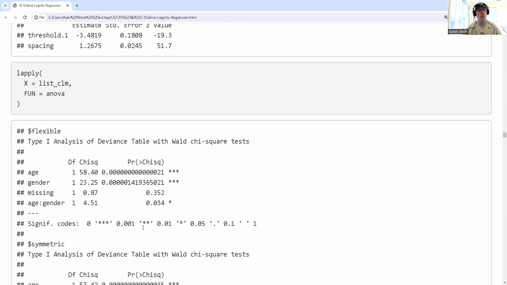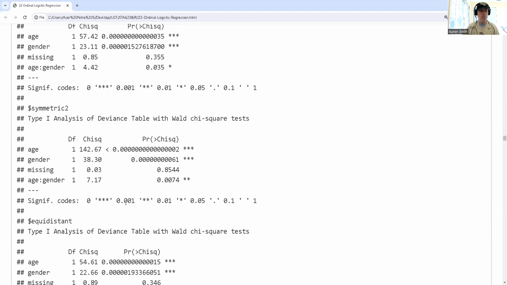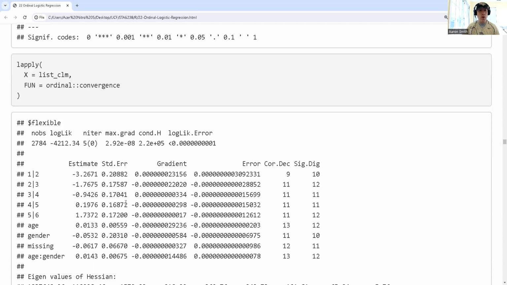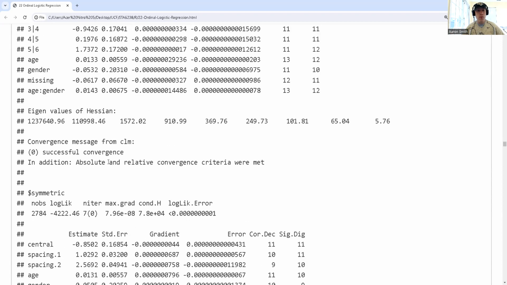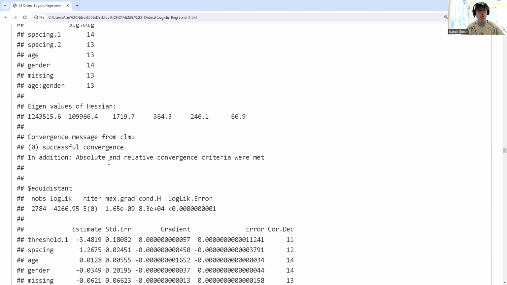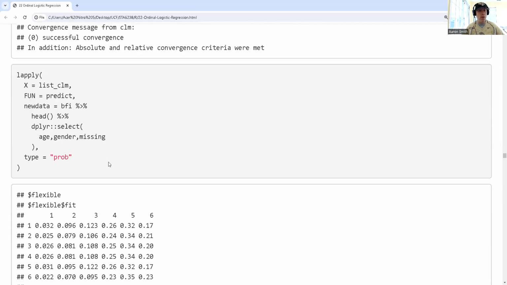Wait, I skipped some. Oh, we can run ANOVA. Now, the ANOVA test will use chi-squared instead of the F distribution. We can check. So here's something that's very nice, is that we can check the convergence. This is a very, very nice function to be able to dig in and make sure that things have gone the right way with my model before I start actually running it.